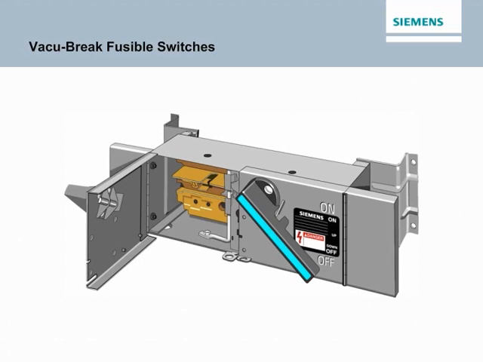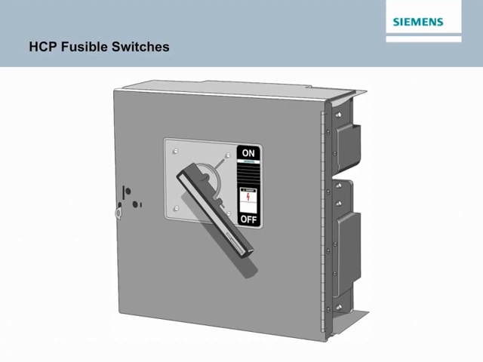One type of protective device is a Siemens vacuum break fusible switch. Vacuum break fusible switches are available in ratings up to 1200 amps. Siemens high contact pressure HCP fusible switch is another device that can be used in the service section as a disconnect device. Visible contacts provide a visual indication concerning the state of the switch before servicing. HCP fusible switches are available with ampere ratings from 400 to 1200 amps. They are suitable for use on systems with up to 200,000 amps of available fault current when used with Class J or Class L fuses.